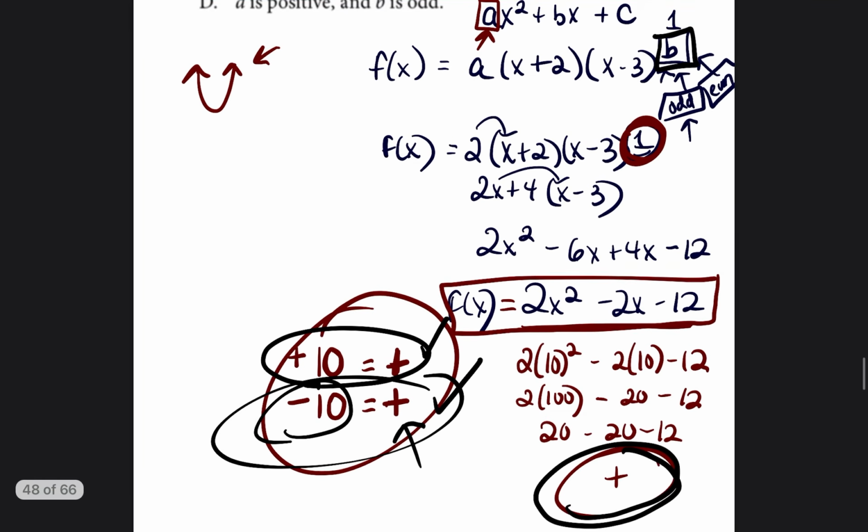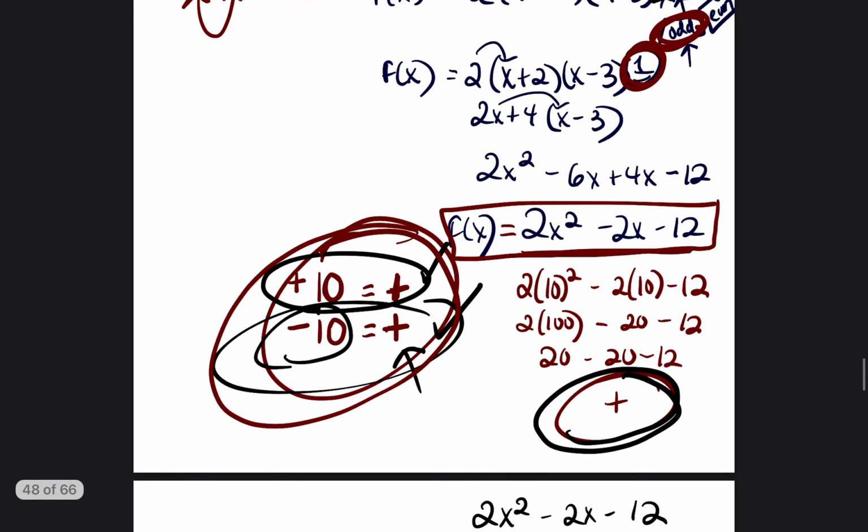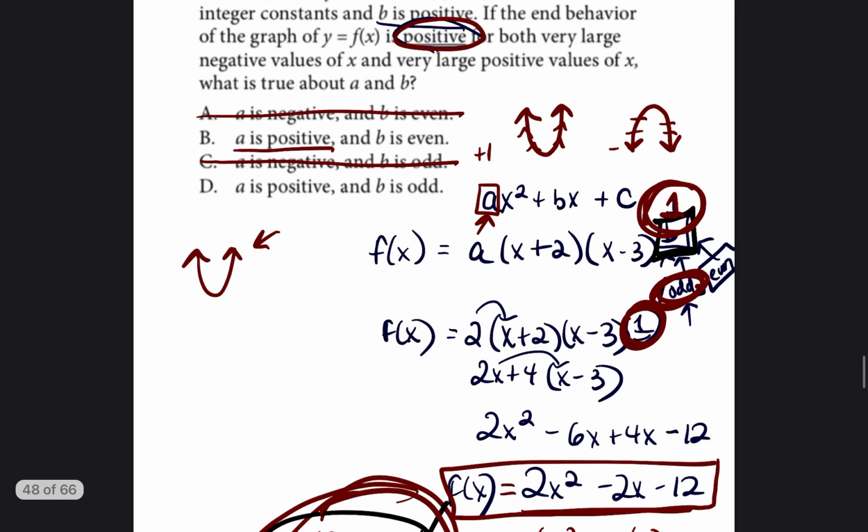So B, we put in as an example 1, which was an odd number. And when we put an odd number in for B, we were able to put in a large positive number and a large negative number for X and still get a positive answer. That's what they wanted us to test and find out. So the answer is going to be D. A is positive for a positive outcome, and B has to be an odd number for a positive outcome.